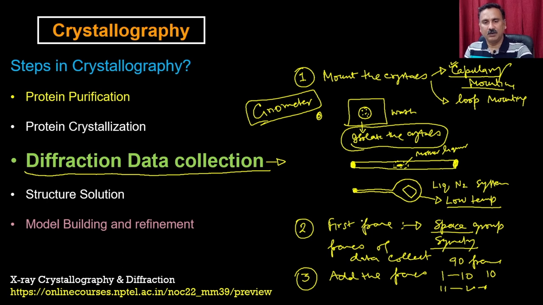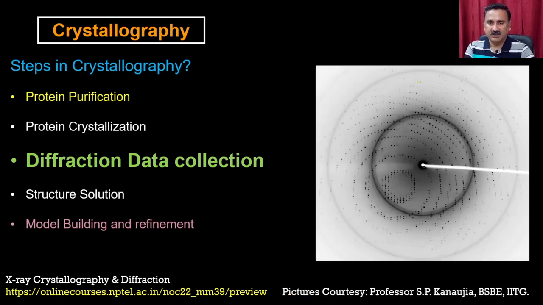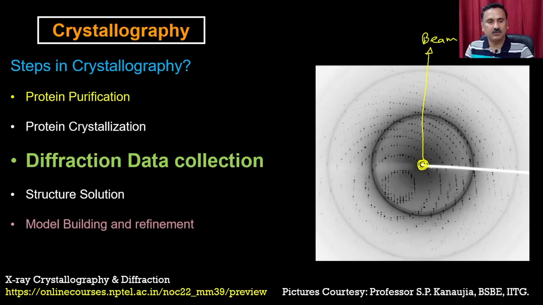How will the diffraction data look? This is the diffraction data. What you see here in the center is called the beam stop. In the machine, you have a beam stop which will not allow the undiffracted X-ray beam to hit the detector.